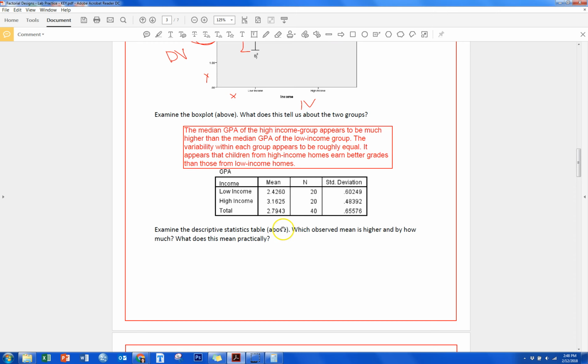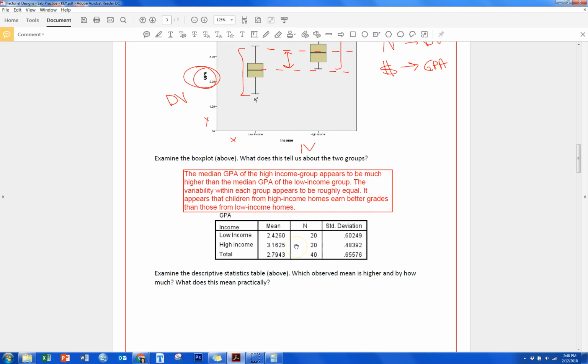So this gives us a little bit more information. Now we get the mean. So let's take a look at the mean. High income group, mean of 3.16 versus 2.42. So we have basically a B average versus a C average. Standard deviation a little bit higher in the low income group, but still closer than apparently in the other one.